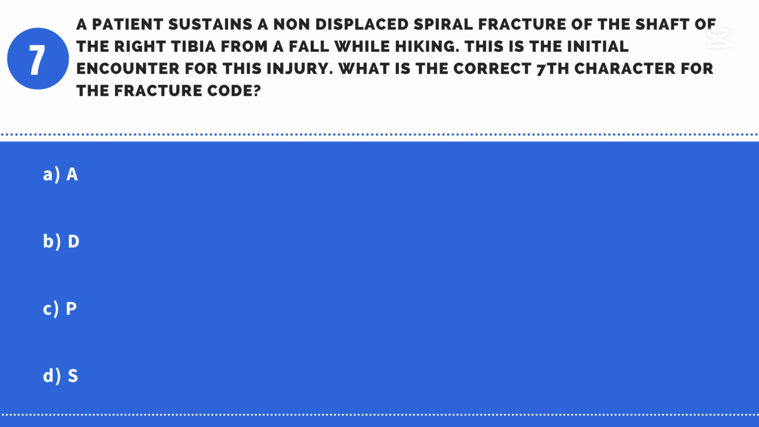Question 7. A patient sustains a non-displaced spiral fracture of the shaft of the right tibia from a fall while hiking. This is the initial encounter for this injury. What is the correct seventh character for the fracture code? A. A. B. D. C. P. D. S.